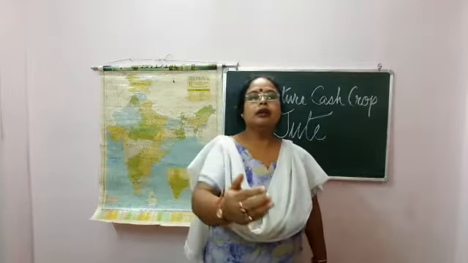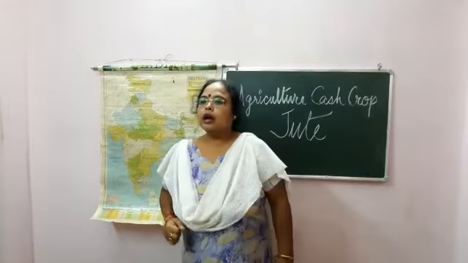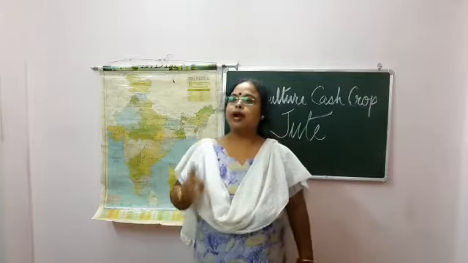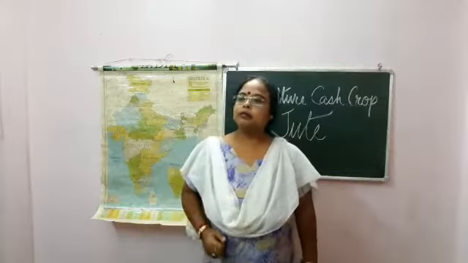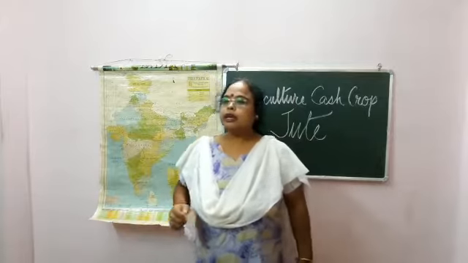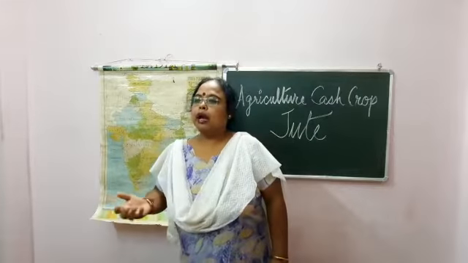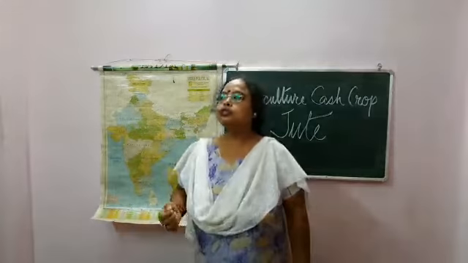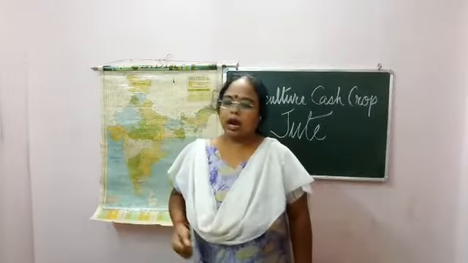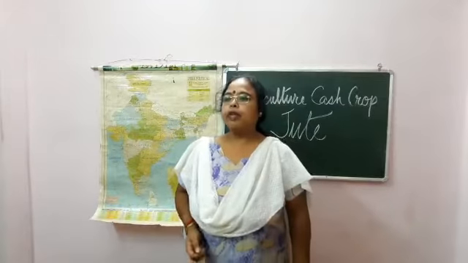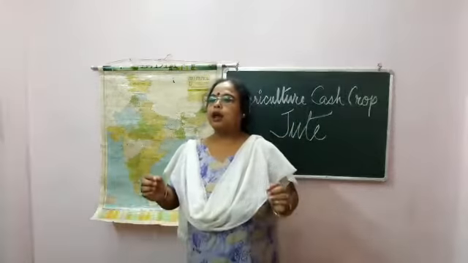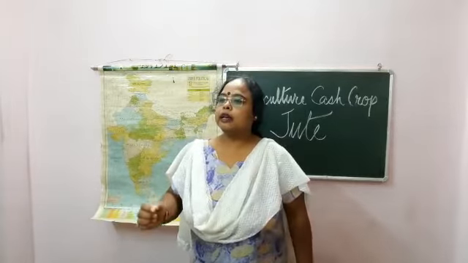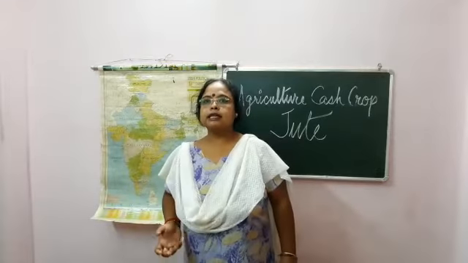Next, types of jute. I have already told you the types: white jute and tossa jute. Next, the uses of jute. It is used for making clothes, wrapping bales of cotton, gunny bags, roofs, strings, and carpets. It is also used for making furnishing material, shopping bags, decorative pieces, etc.